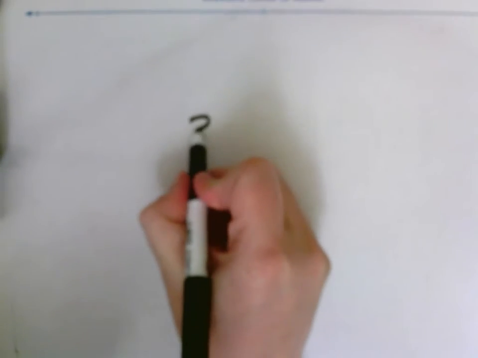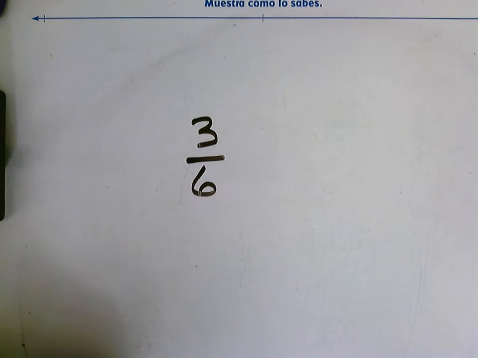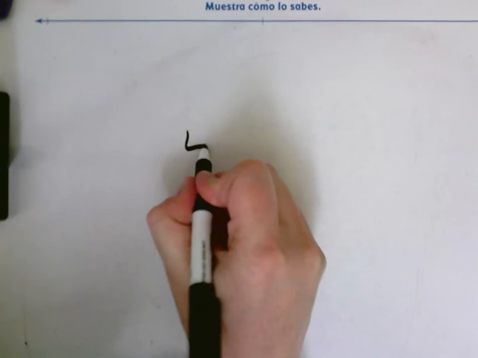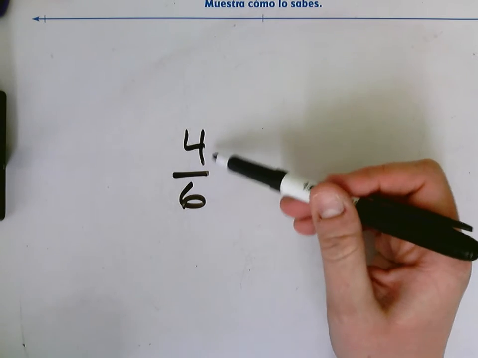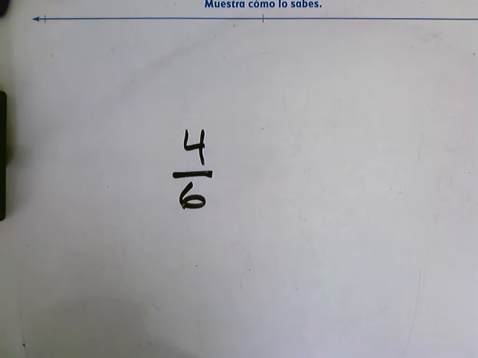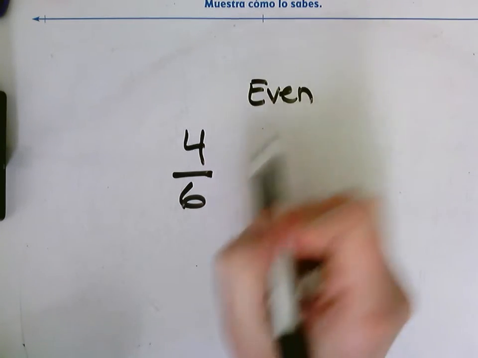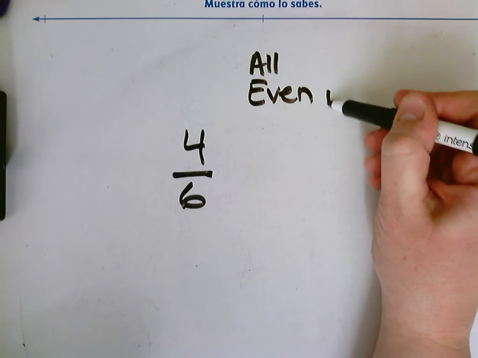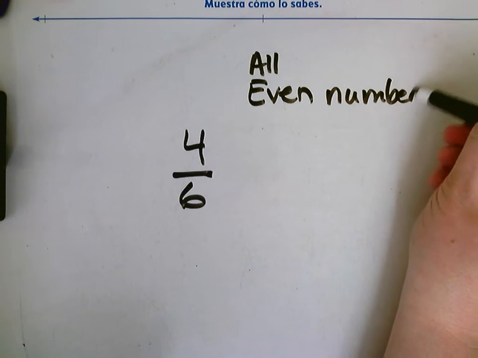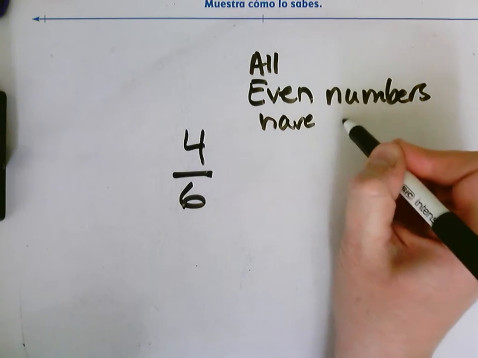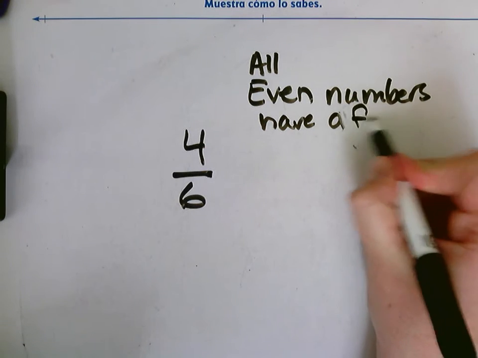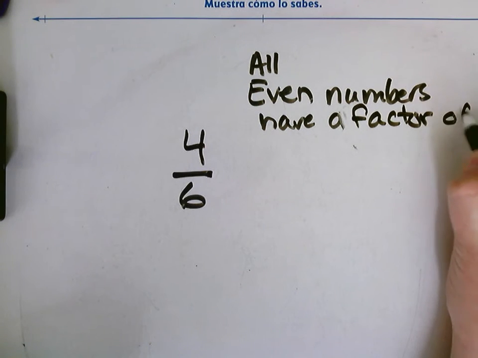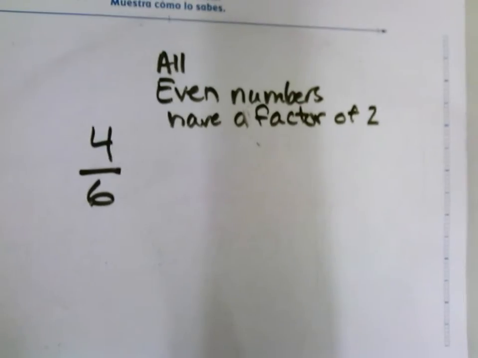How about 3/6? Oh no, you know what? Not 3/6. Let's try 4/6. All right, I'm going to look at 4/6. And I'm going to notice that both of these, the numerator and the denominator, are both even numbers. They're both even. And remember that all even numbers have a factor of 2. So if you don't know a common factor and you have 2 even numbers, you can always divide by 2.